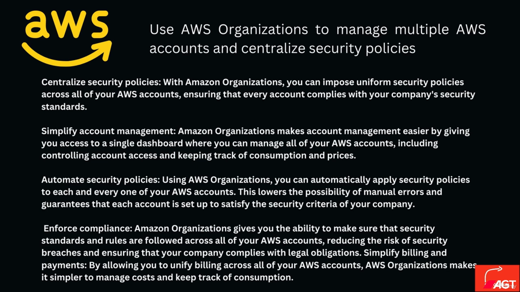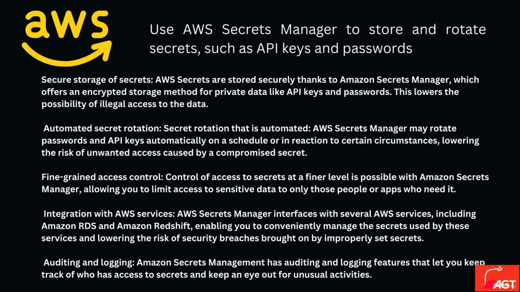Simplify billing and payments. By allowing you to unify billing across all of your AWS accounts, AWS Organizations makes it simpler to manage costs and keep track of consumption. As a result of centralizing security policies, streamlining account management, automating security policies, enforcing compliance, and streamlining billing and payments, Amazon Organizations is a potent tool for enhancing cloud security. You may enhance your entire cloud security posture and lower the risk of security breaches by utilizing AWS Organizations to manage numerous AWS accounts. Use AWS Secrets Manager to store and rotate secrets, such as API keys and passwords.